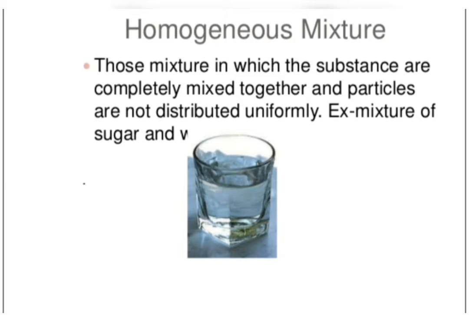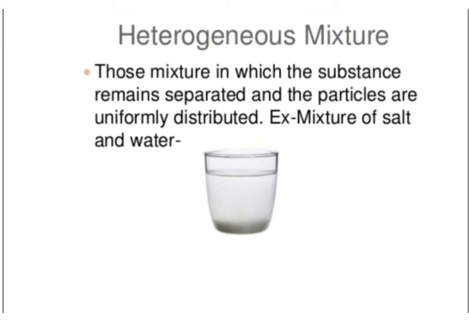Okay. Now, what are heterogeneous mixtures? See, hetero means actually other. Homo means same. In a homogeneous mixture, we have the same composition. But heterogeneous mixtures are those mixtures in which the substances remain separate, and one substance is spread throughout the other substance as small particles, as droplets, or as bubbles, and these are called heterogeneous mixtures.